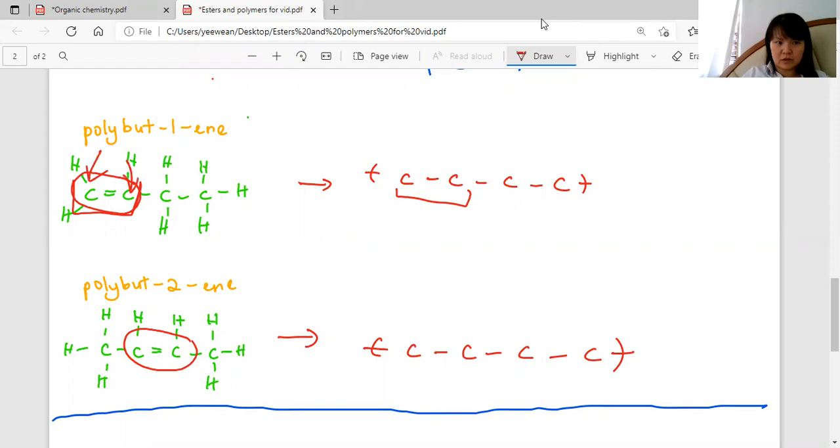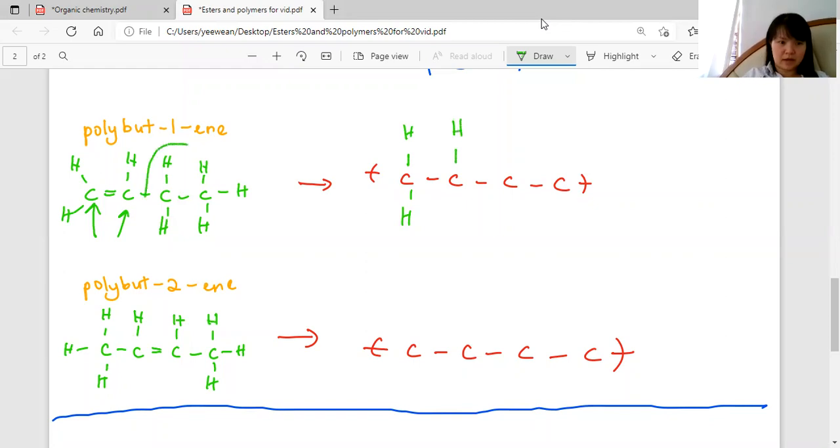So 1, 2, 3, 4. Let's see what's attached to it. This carbon has 2H. The second carbon has 1H only, and it has a CH2CH3. And we said it's a repeat unit, right? So we're going to repeat this carbon again. So 2H and then an H and CH2CH3.